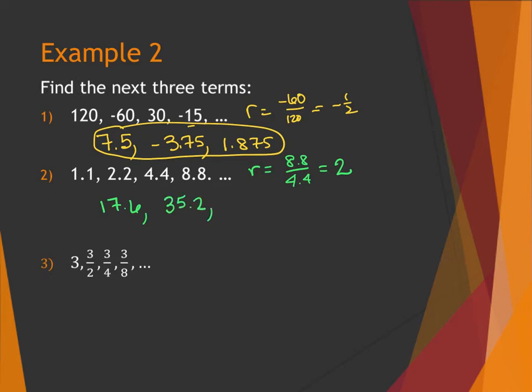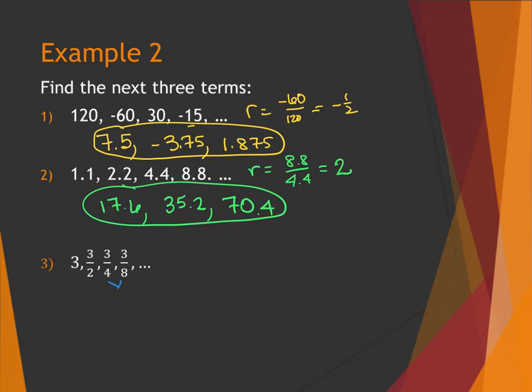And if I take 35.2 and I multiply that by 2, I get 70.4. So these here are my next three terms. And finally, for number 3, again, we'll take my last two terms.